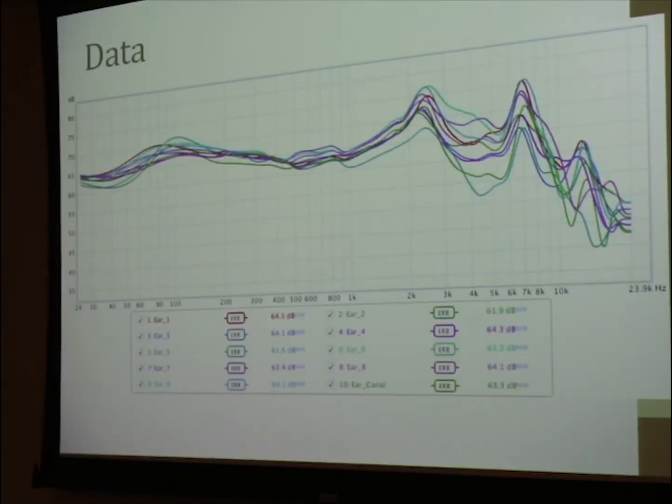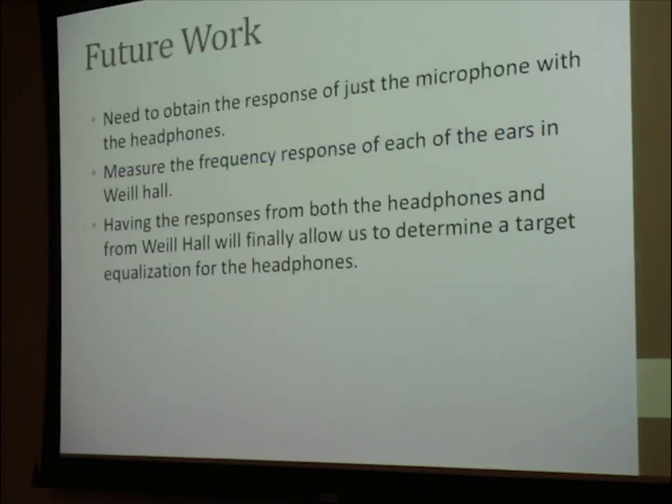So I need to, or somebody else needs to, modify my artificial head and get the response of just the headphones. And then after that, measure the frequency response of each of the ears in a whole hall. And then knowing both of those frequency responses, we will finally be able to determine target equalization for headphones, for over the ear.